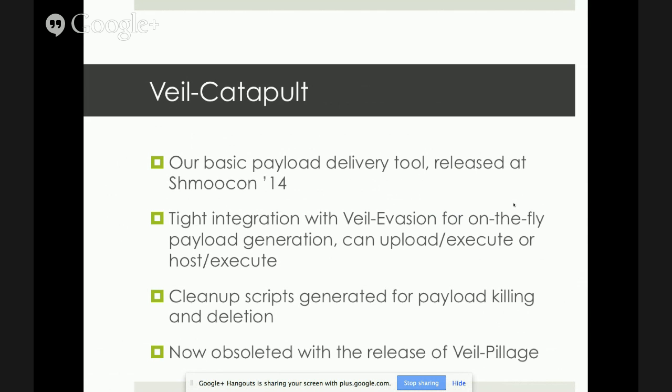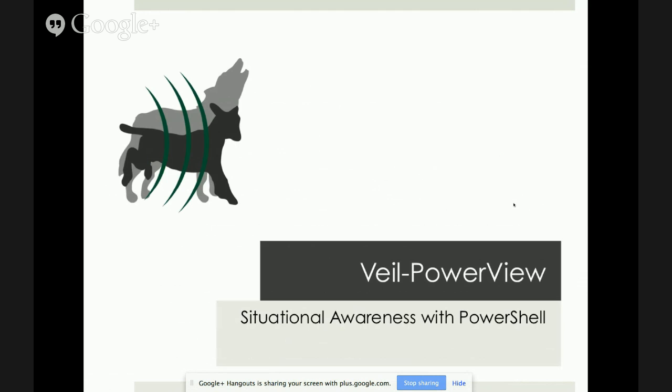Now, as pen testers, something that we always need are cleanup scripts, because we don't want to leave malicious artifacts from us on a client's network, application, anything like that. So Veil-Catapult actually also creates cleanup scripts that will kill your payload and will actually delete them from the machine that you've attacked. However, we have all this built into Catapult, and it's awesome, but it's now actually obsolete due to the release of Veil-Pillage, and we'll be going for that shortly. I'll go over that in a little bit.